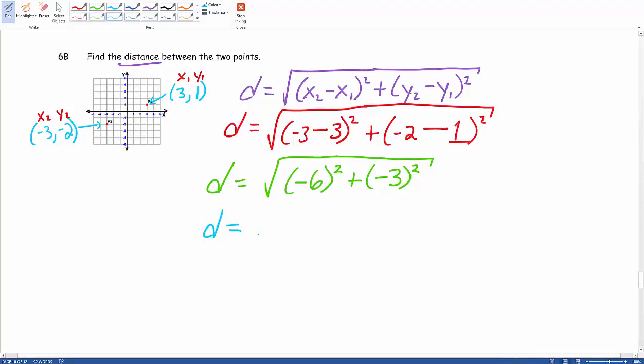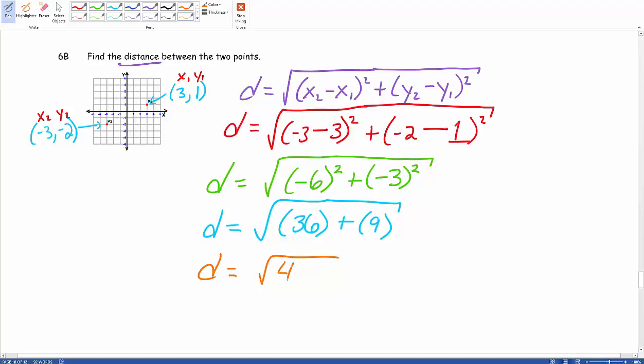Then we have our distance is equal to the square root of -6 squared, which comes out to be 36, plus -3 squared, which gives us +9. Going ahead and adding these together, we end up with this distance coming out to be the square root of 45. And the square root of 45 is about 6.7.